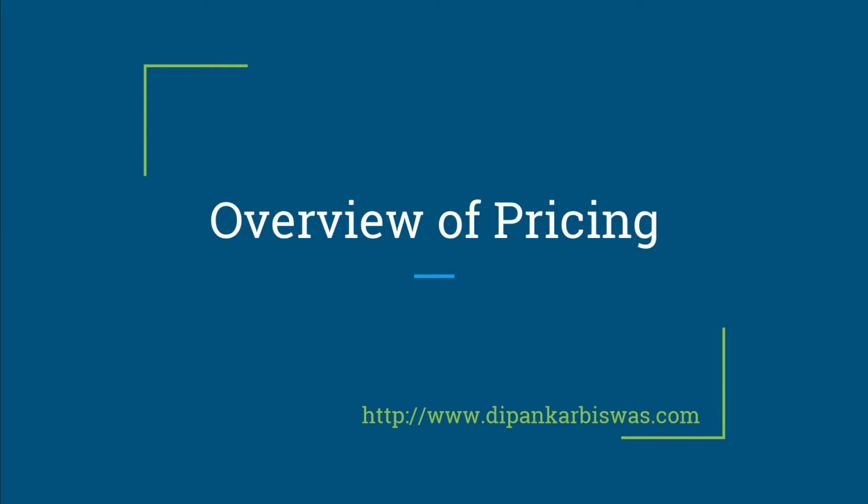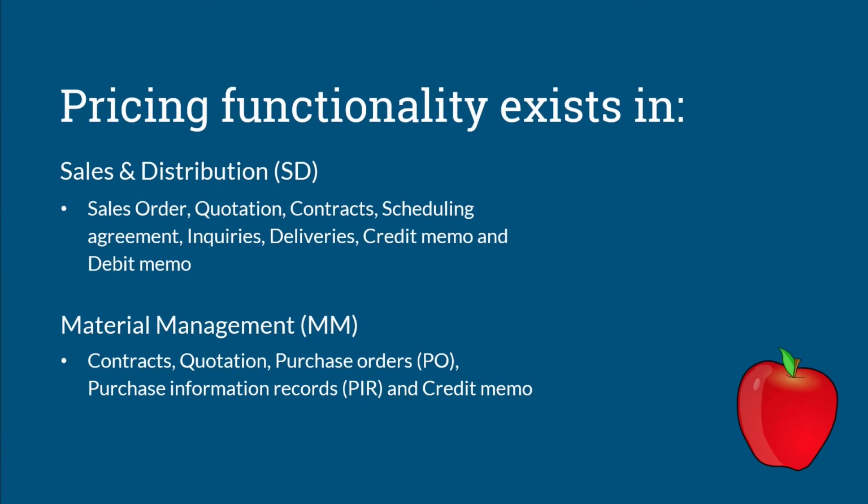Before we get into the intricacies of pricing, first, you need to understand some of the very basics. In SAP ERP, pricing can originate in the following two broadly divided functionalities: Sales and Distribution, abbreviated as SD, and Material Management, abbreviated as MM. Pricing within the SD module is used in various sales documents such as sales order, quotation, contract, scheduling agreements, inquiries, deliveries, credit memo, and debit memos. Similarly, in MM, pricing is used in contract, quotation, purchase order, purchase info record, sometimes abbreviated as PIR, and credit memos.